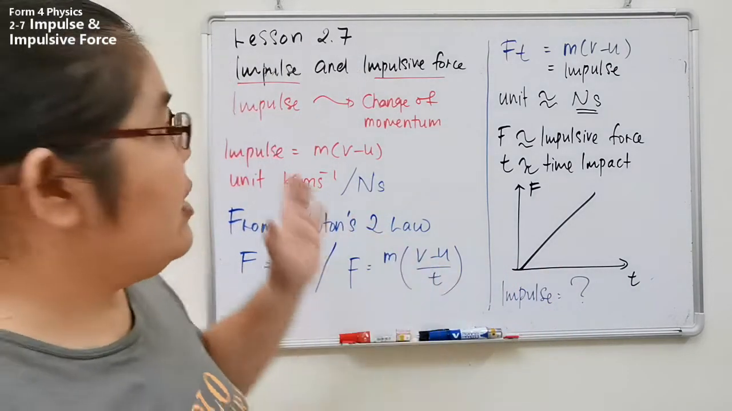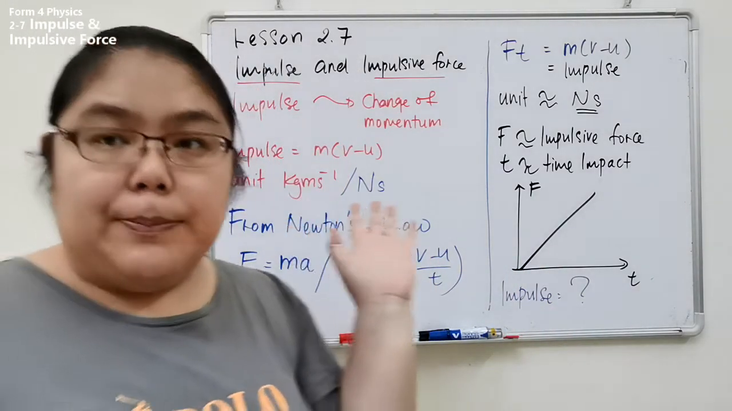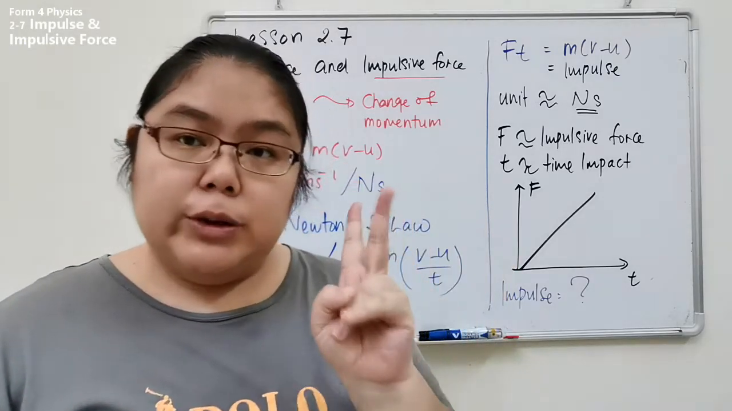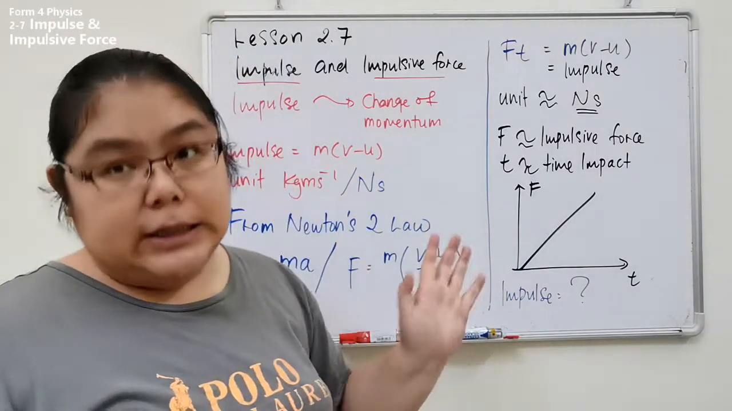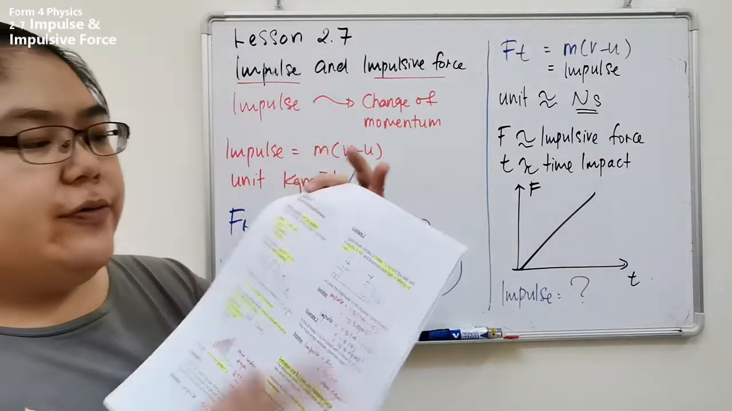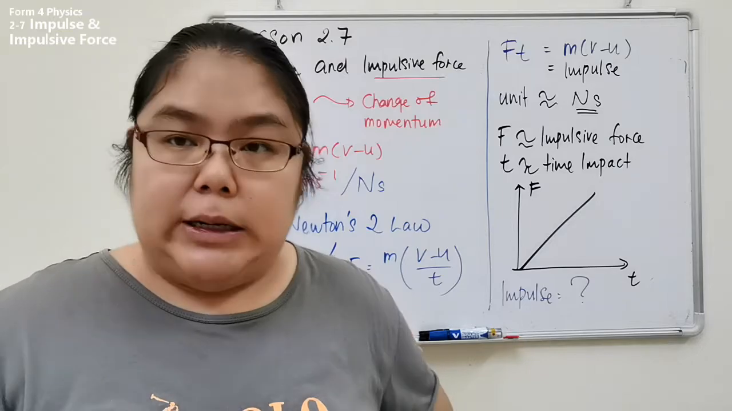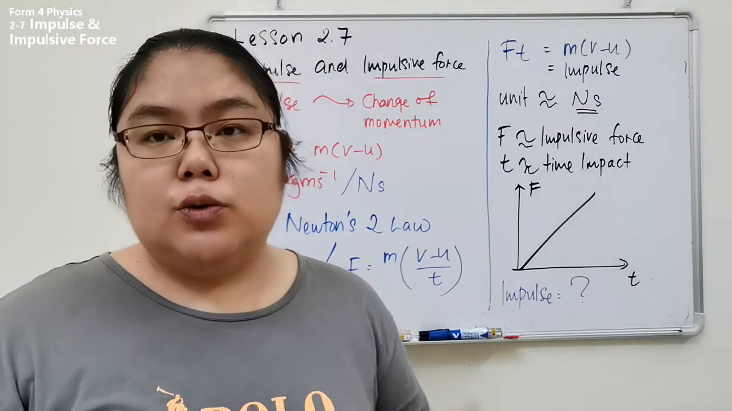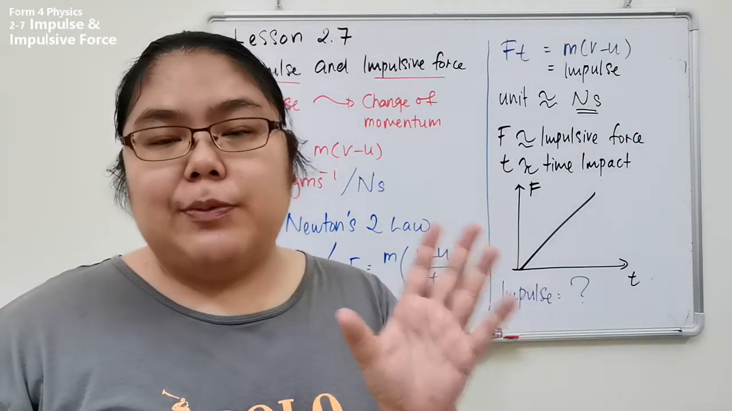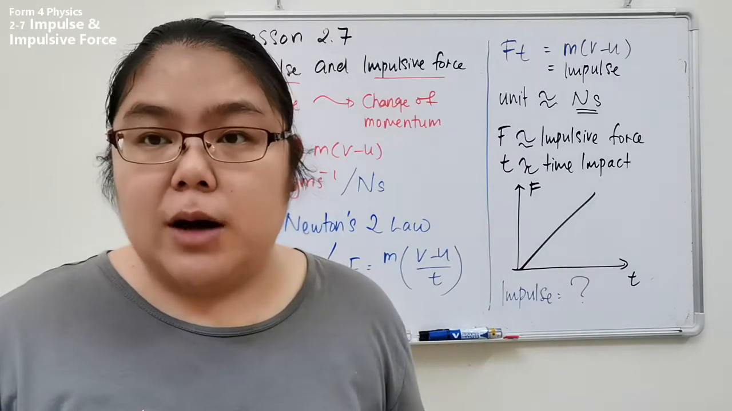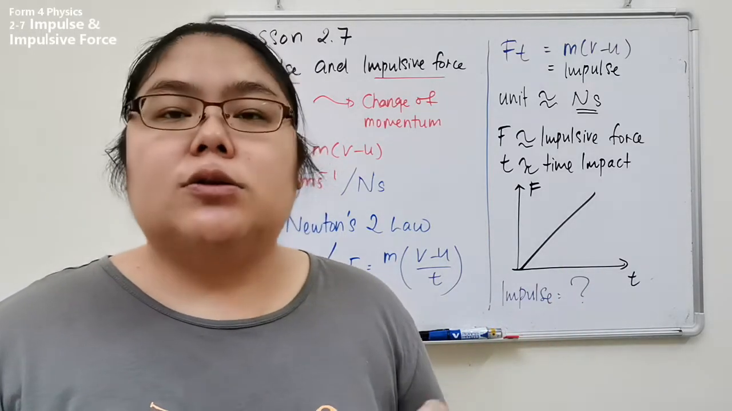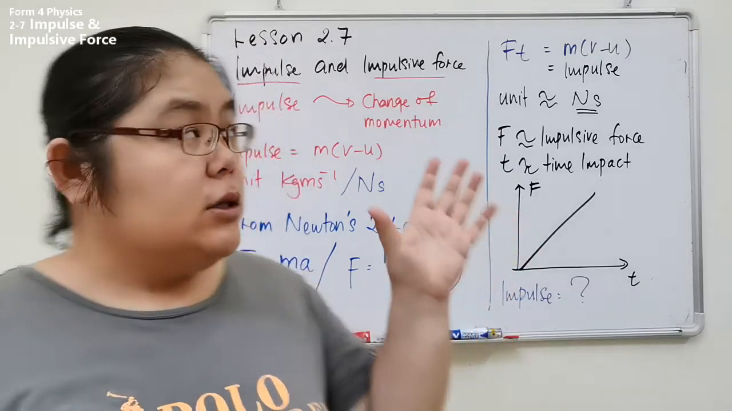The topic for 2.7 is impulse and also impulsive force. So we're talking about two things. First, we're going to see the introduction. The introduction talks about the definition and also the SI unit for impulse. We need the definition first, because every time the question will ask what's the definition of impulse, or what's the unit. So from here, we start with the definition.